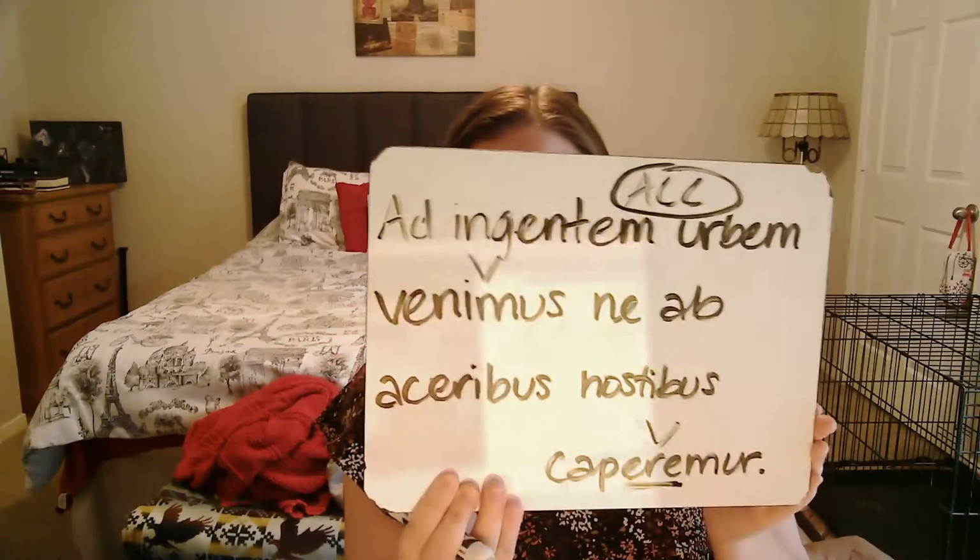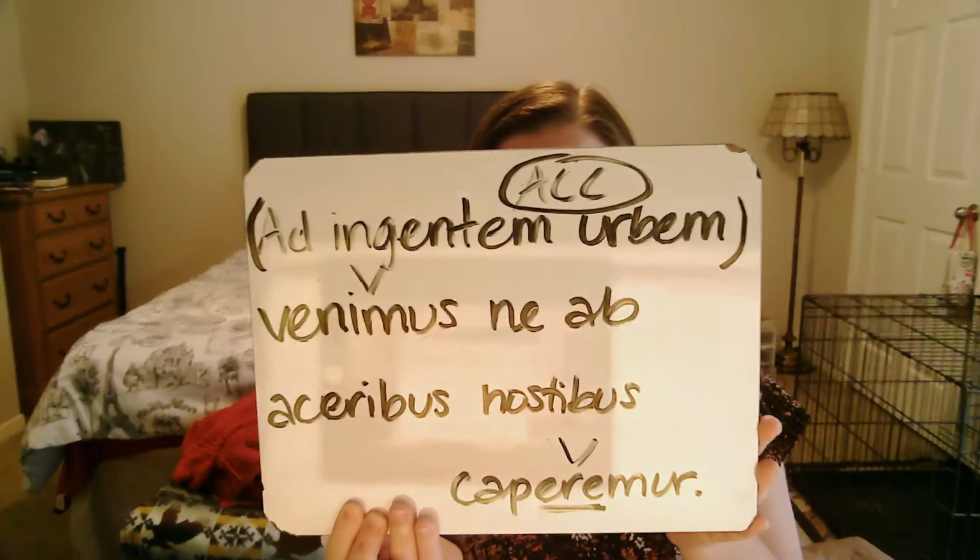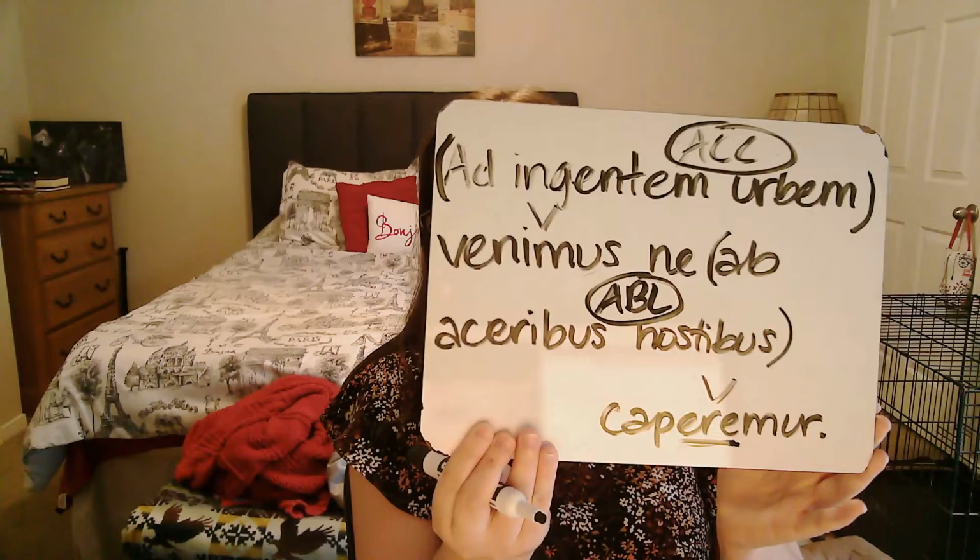Next, I'm going to be parsing everything else in my sentence. So I look at ad ingentem urbem, and I see that that is accusative, not a direct object here, but the object of the preposition ad. So I'm going to kind of bracket that off. Then I also see that I have ab aceribus hostibus, and that is ablative, and also the object of our preposition ab here. So we have ad and ab in this sentence.